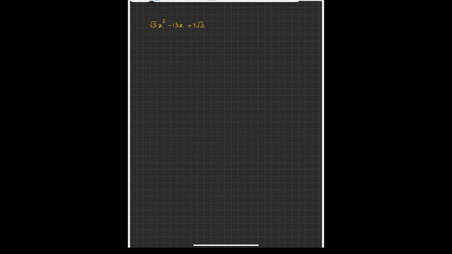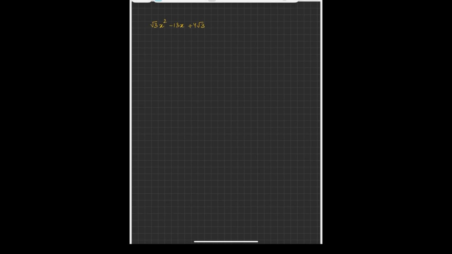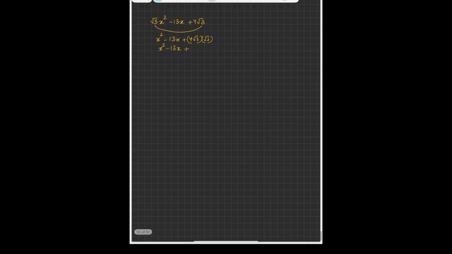Now let's solve this expression where we have roots. So root 3x square minus 13x plus 4 root 3. Here also the coefficient of x square is not 1. So here what we will do, again we will multiply root 3 with 4 root 3. So our expression changes to x square minus 13x plus 4 root 3 into root 3. So this becomes x square minus 13x plus 4 into root 3 into root 3 is 3. 4 into 3 is 12.